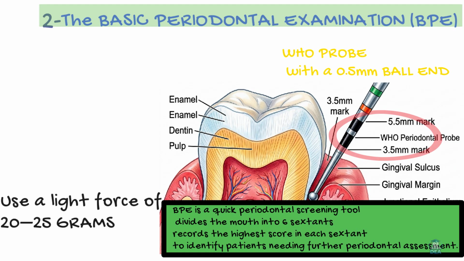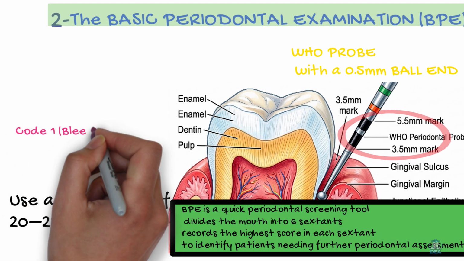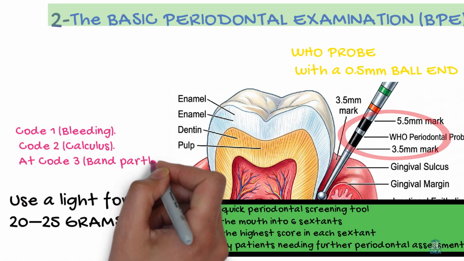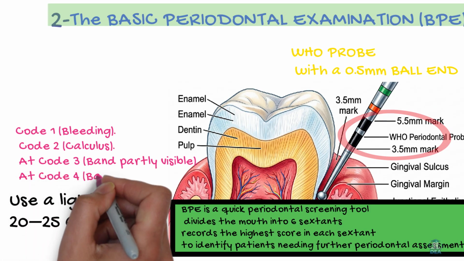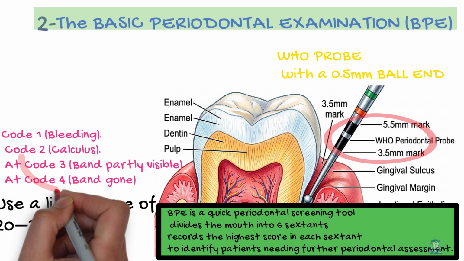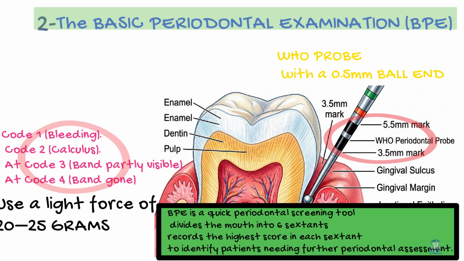Imagine you are a hiker in the pink mist. You are walking along the tooth. At code 1, a pink mist, bleeding, rises. At code 2, you trip over rocks, calculus. At code 3, you enter a canyon where the mist covers half your legs. At code 4, you fall into a bottomless pit and disappear. Mist, rocks, half submerged, gone.